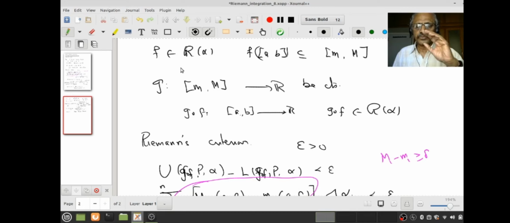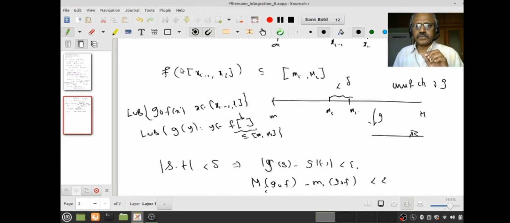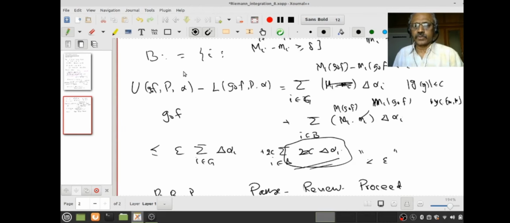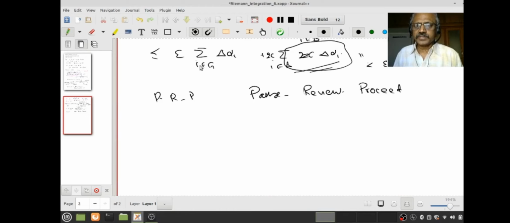Therefore if you give me an epsilon, there exists a partition P, so that's where I have the control. Using that partition, choosing the partition carefully, I have to make sure my sum of delta alpha I over I in B is arbitrarily small. Do you understand this? So how do I do that? Let us go slow.